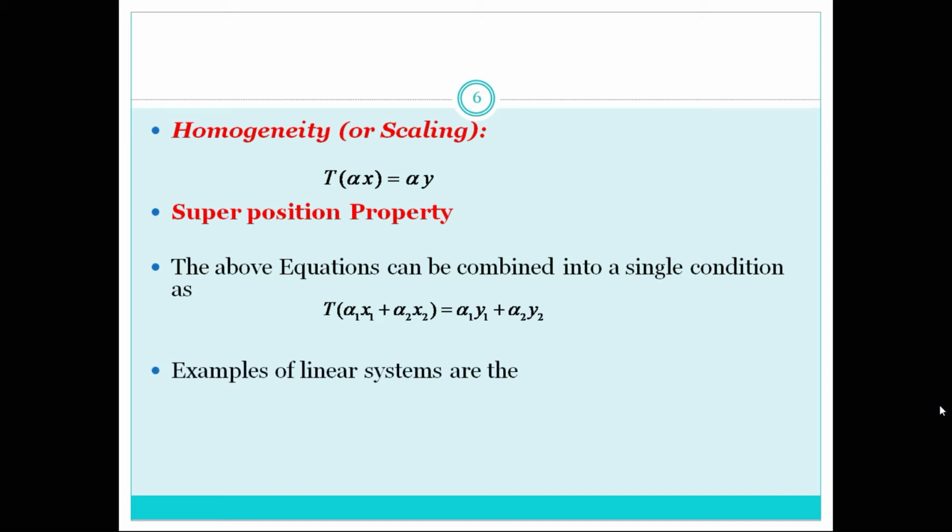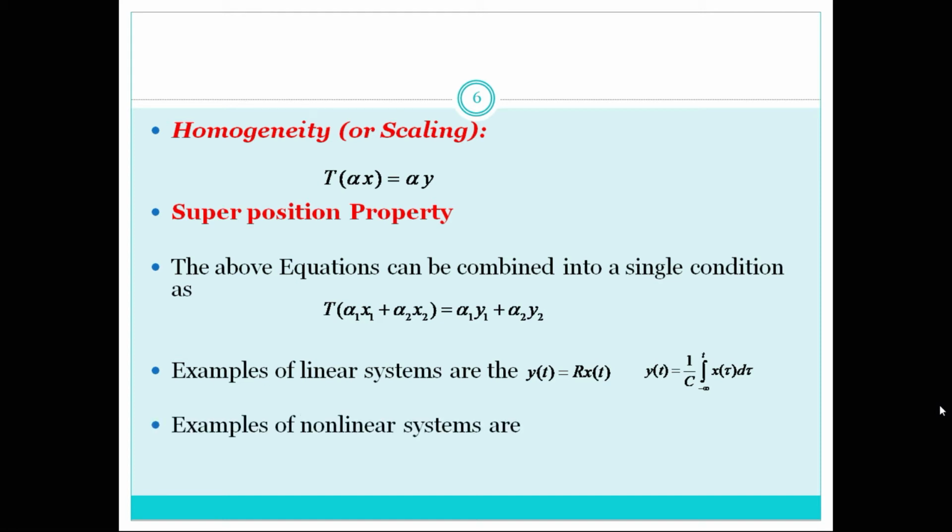The examples of linear systems are the resistive system, y of t equal to capital R x of t. For example, if x of t is scaled to alpha 1 x of t, then definitely it will be reflected in y. That means it should be alpha 1 y of t. Similarly, y of t equal to 1 by C integral from minus infinity to t of x of tau d tau. This is for a capacitor. So resistor and capacitor are linear systems.